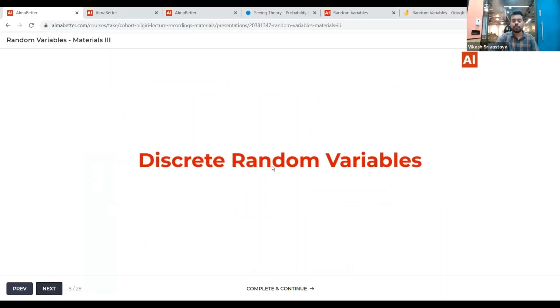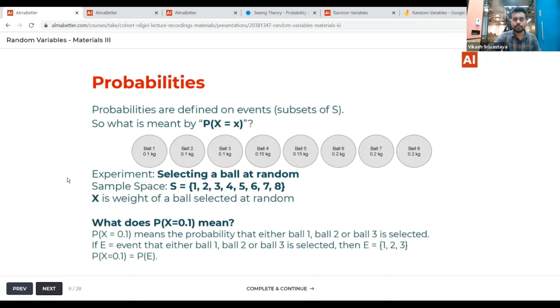So let's talk about discrete random variables. This is really important. We'll start with discrete random variables. Now that we know what a random variable is, we'll try to include the concept of probability in it. Probabilities are defined on events, which are essentially subsets of your sample space S.